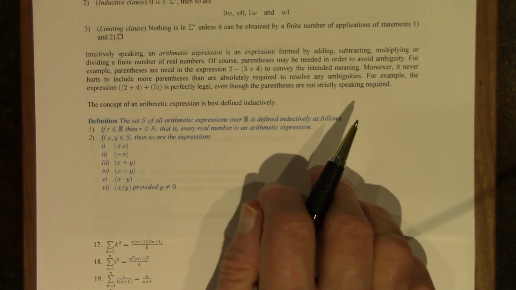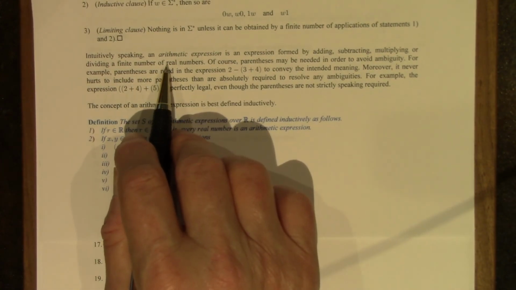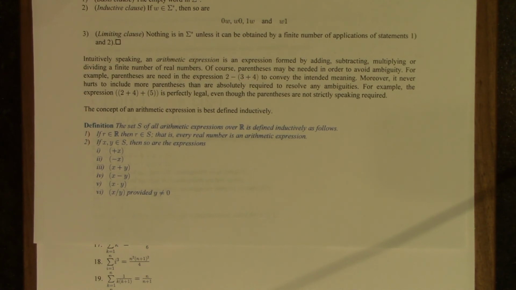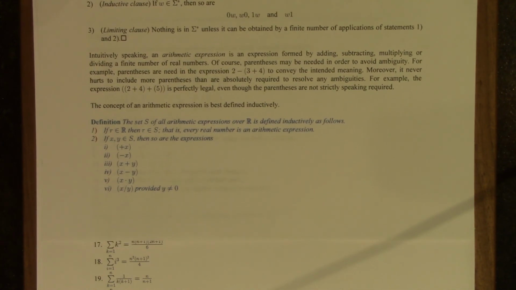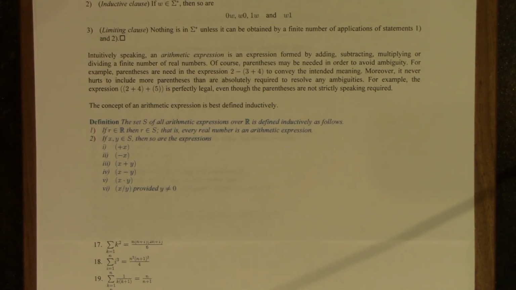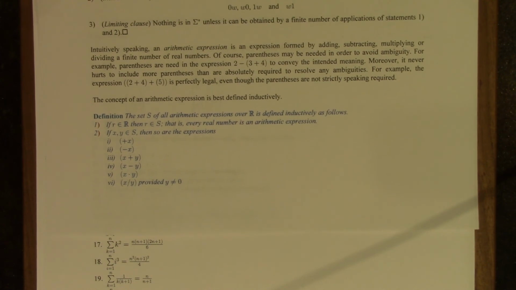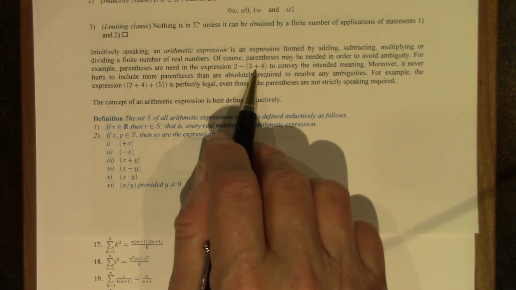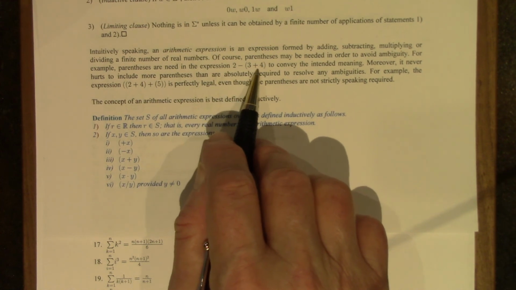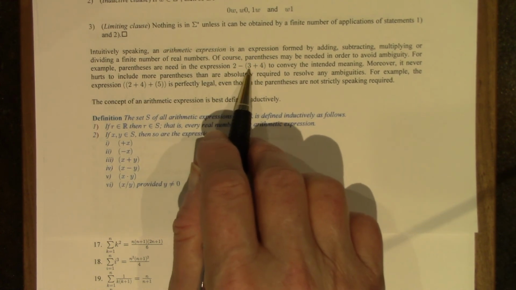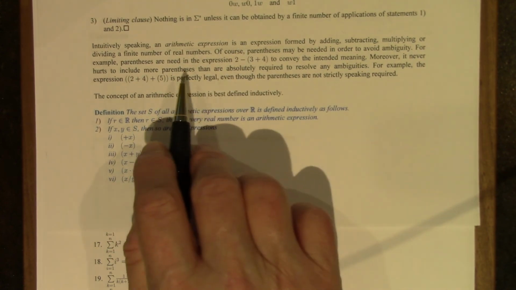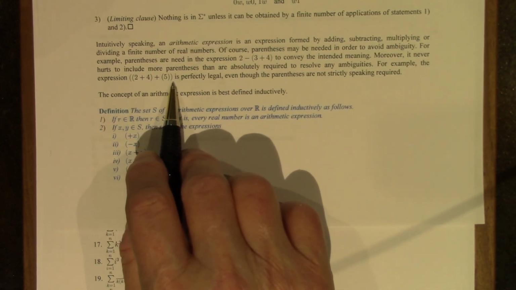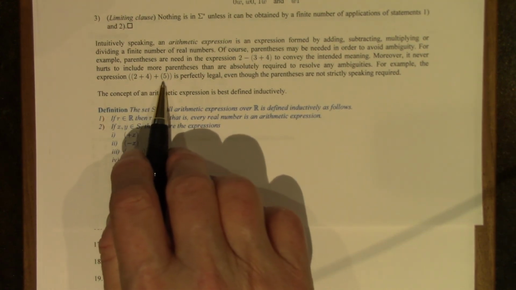Another example: an arithmetic expression, intuitively speaking, is an expression formed by adding, subtracting, multiplying, and dividing a finite number of real numbers. Parentheses are generally needed to avoid ambiguity. So you would need parentheses to convey the intended meaning that you add first and then you subtract. It never hurts to include more parentheses than you need, as long as they're legally placed. So in this case, there are some here that aren't required.